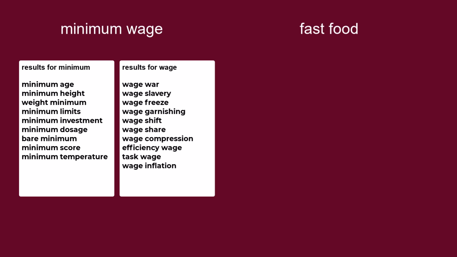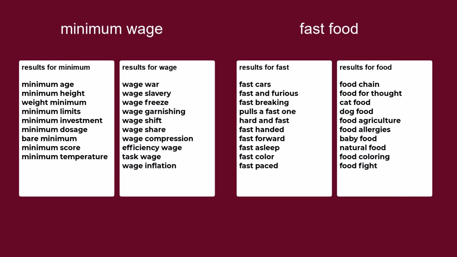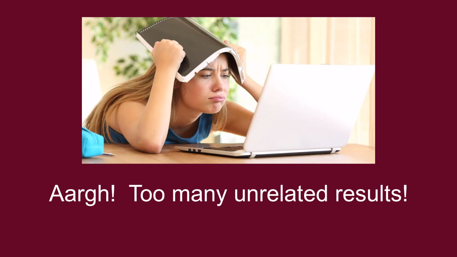When you enter minimum wage into most search engines and databases, you will see results with every record containing the word minimum and every record containing the word wage. The same is true for fast food. Your search results will contain every record with fast and every record with food. So it's easy to understand why some of your results in your results list will be unrelated.